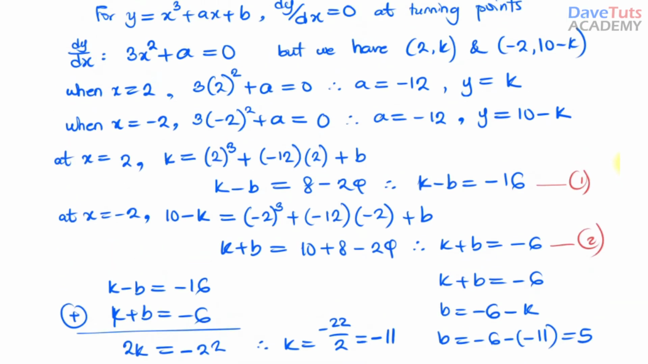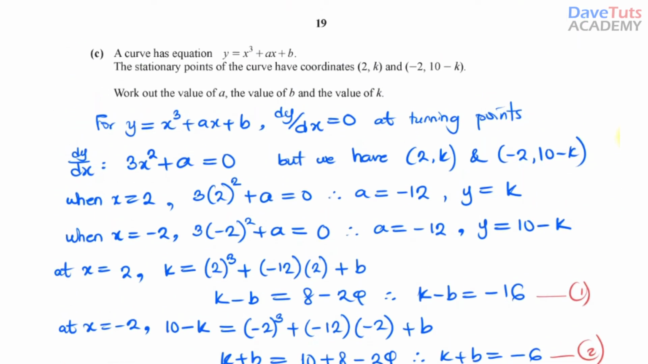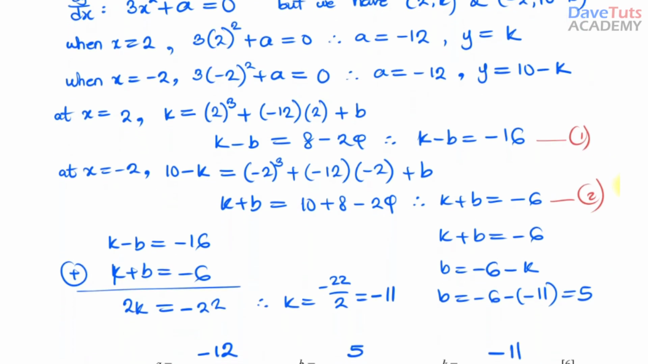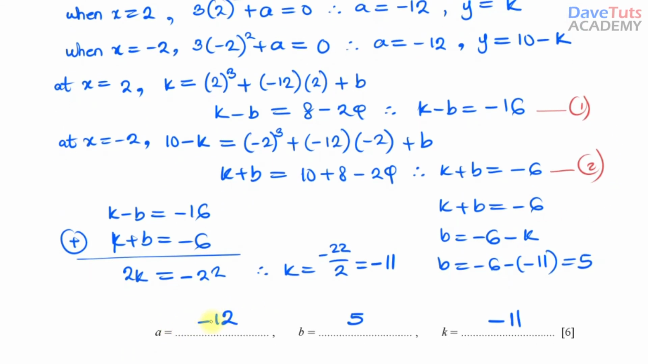And we use the understanding that even though we have all this information that we are given, we know that consistently at the turning point, at the stationary point, the differential value of that function is going to be 0. And then we just substitute in those values and then go back to use the value for x and then y to expand so that we have our equations, which we eventually solve to give us a to be minus 12, b to be 5, and k to be minus 11.